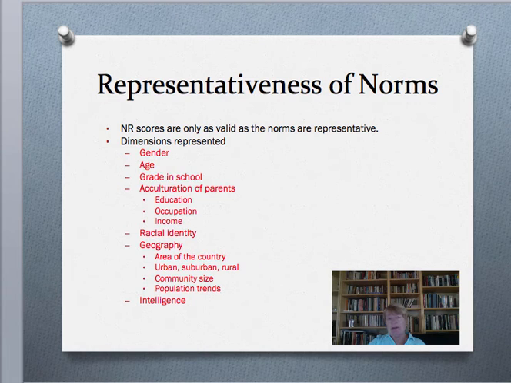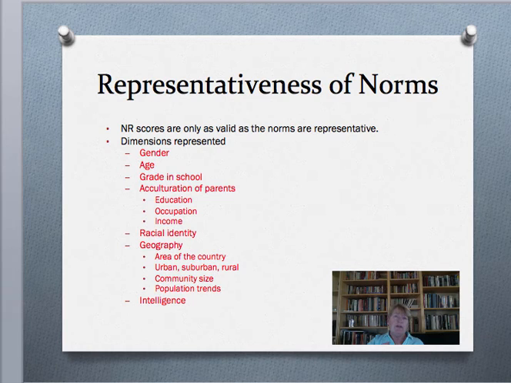Now notice I haven't included much in terms of disability. Most tests don't include disability groups in their normative group. That's, I think, a problem. It makes the test useful for determining whether a person is not developing typically, but it doesn't make it useful for other things, I don't think.